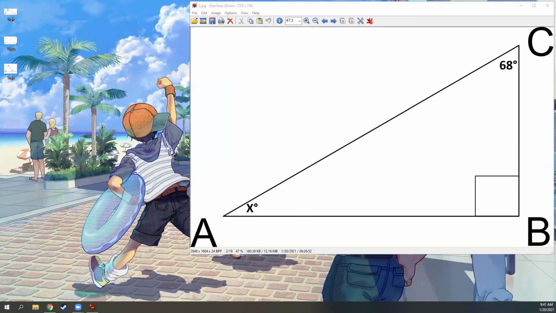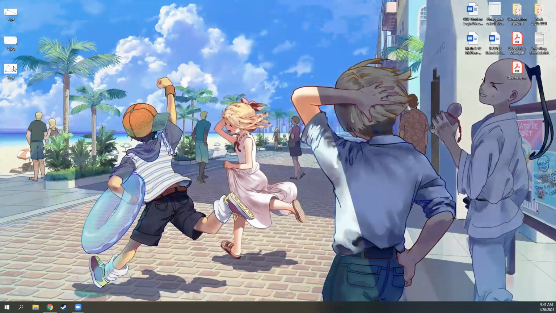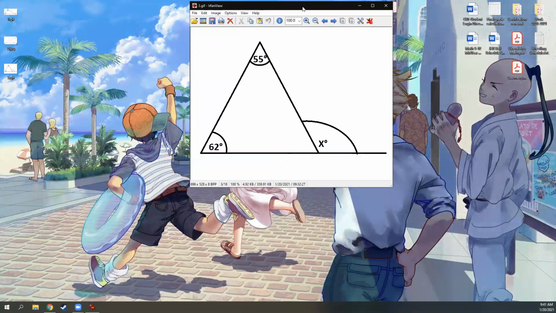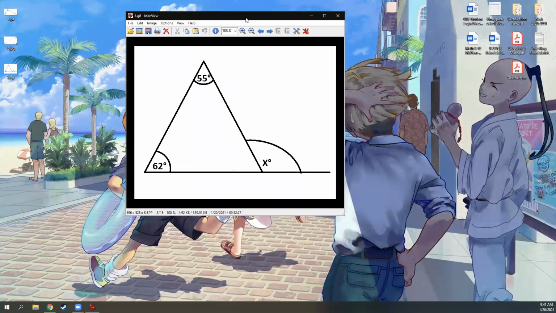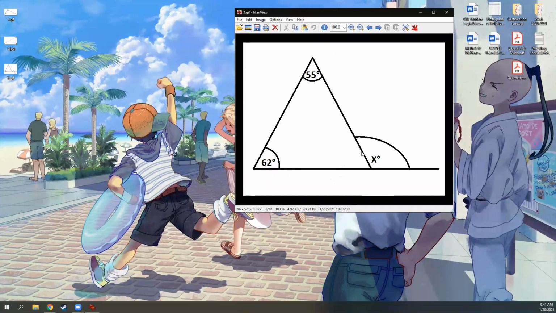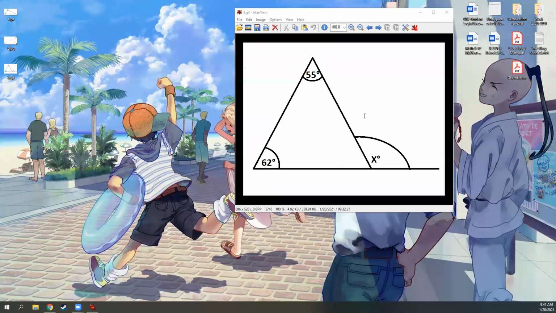I have one more that's going to be a little bit extra. Now we got this stuff going on. So we got this extra piece added here. I'm going to give you some notes right here. This guy is called an exterior angle. Exterior, of course, means outside. It is outside of the triangle. It is an exterior angle.